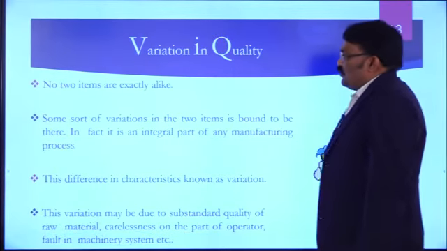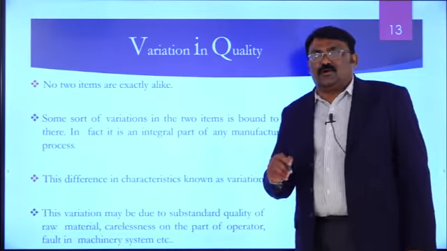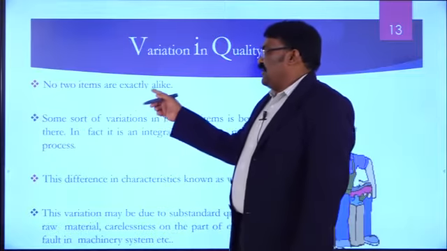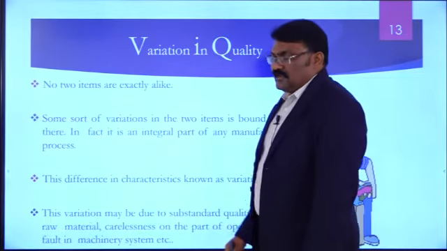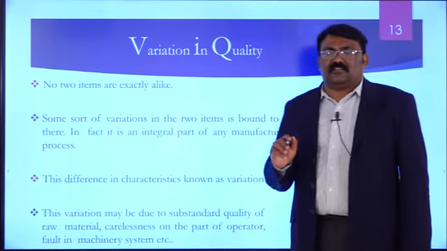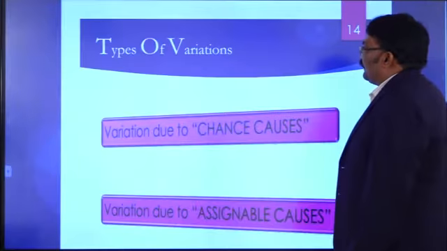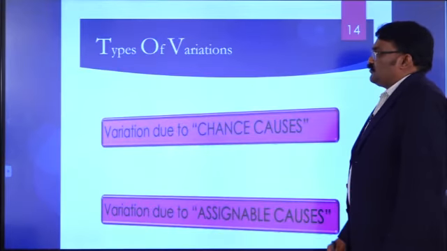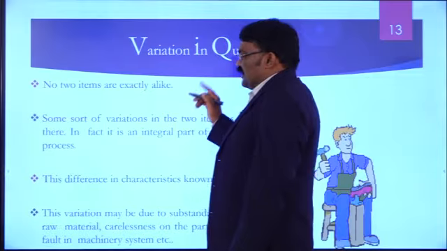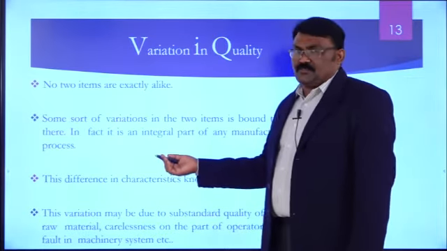Now, I hope you have understood the variation in quality. The main important point is that one item cannot be produced exactly the same as another. No two items are exactly alike, there will be some minute level of difference at least, that is what is expected, right. Now, next, types of variations. Previously we saw what variation is: no two items are exactly alike.